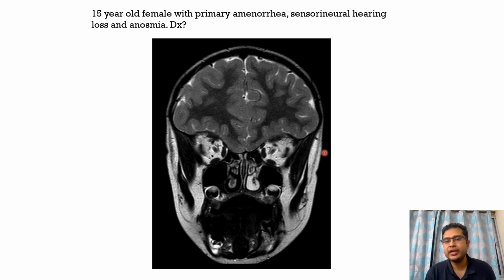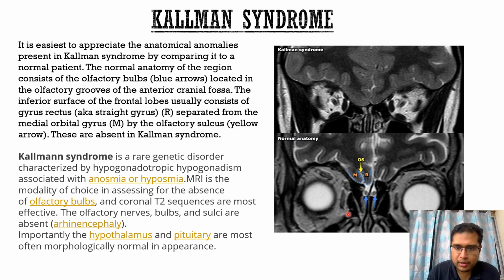You cannot appreciate the findings if you have not seen many cases of normal anatomy of the olfactory bulbs, the olfactory fossa. So this is the normal anatomy of the olfactory bulbs in the olfactory region, where we can see these are the olfactory bulbs which is absent in our case. Along with this, a particular anatomy of the olfactory lobe, where we find a straight gyrus or a gyrus rectus separated from the medial orbital gyrus by olfactory sulcus, which is all absent in this particular case.